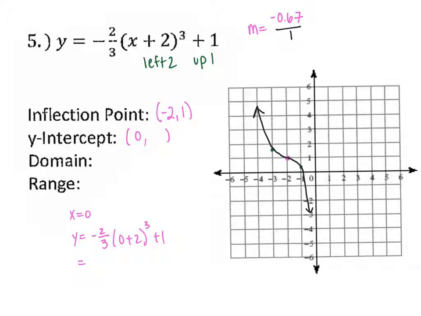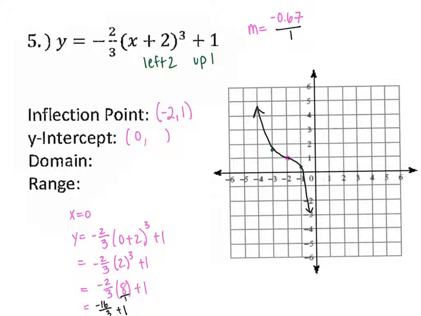And so, remember, PEMDAS, we're working inside the parentheses first. So 0 plus 2 is going to give me 2 cubed. I have a -2/3 on the outside, plus 1. 2 to the 3rd power is 8, if you calculate that. So I have -2/3 times 8 plus 1. If I multiply -2/3 times 8, remember I can always put a number over 1. So -2 times 8 is going to give me -16. 3 times 1 gives me 3, plus 1.